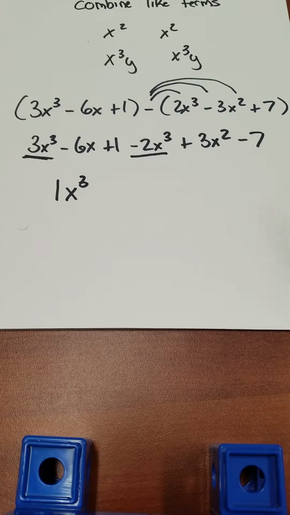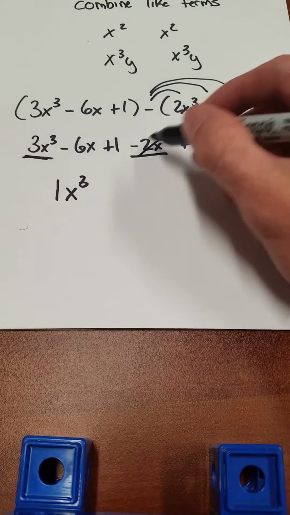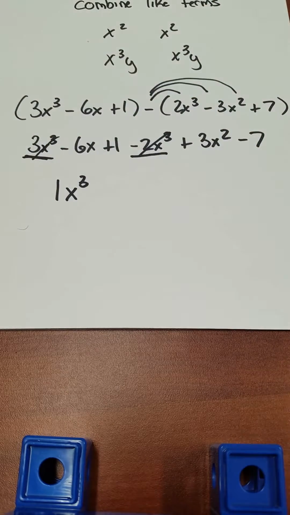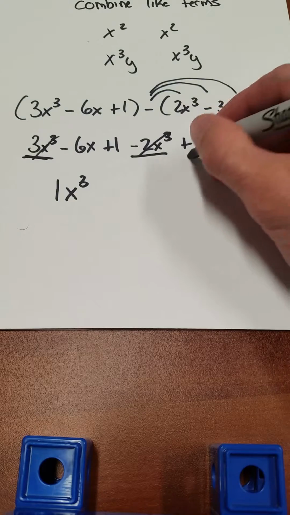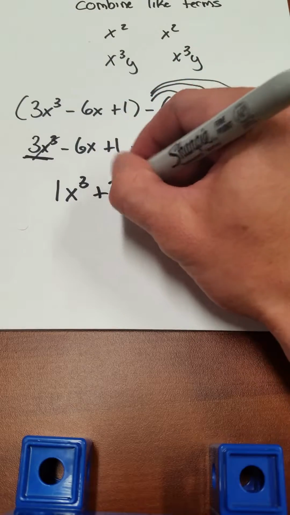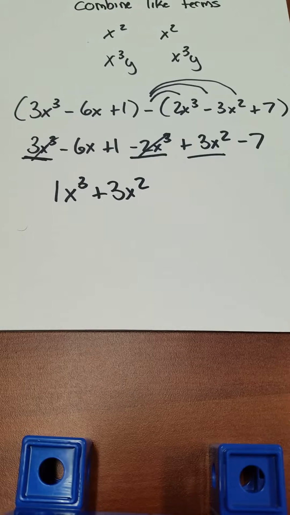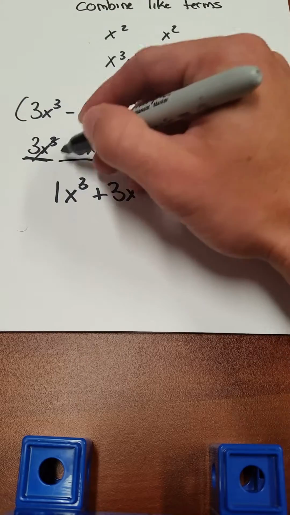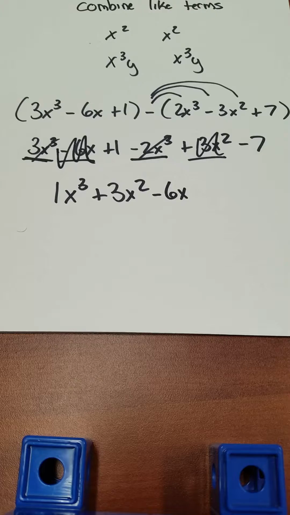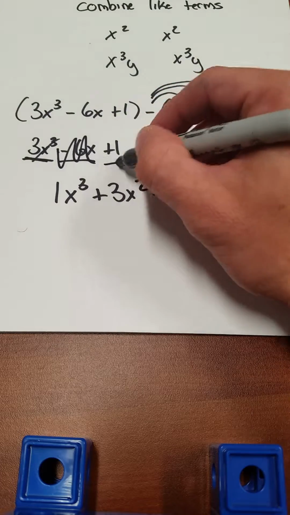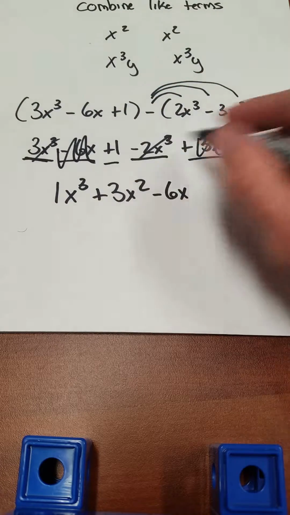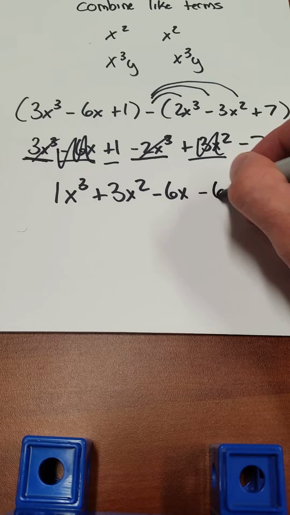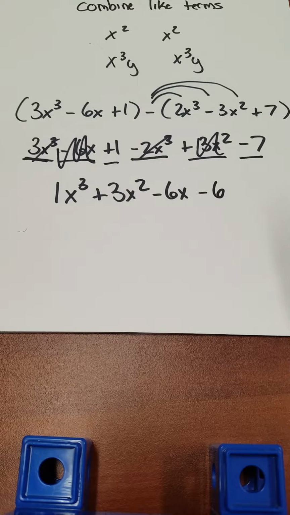Let's look for x squared terms. Well, so that one's gone and that one's gone. X squared, there's only one x squared term, so it just comes down. Plus 3x squared. Okay, after the x squared comes the x's. Well, there's only one x term, so just minus 6x. And then comes our constant terms. So now we have a positive 1 and a negative 7. So we have 1 minus 7, which is negative 6, and that would be your answer.